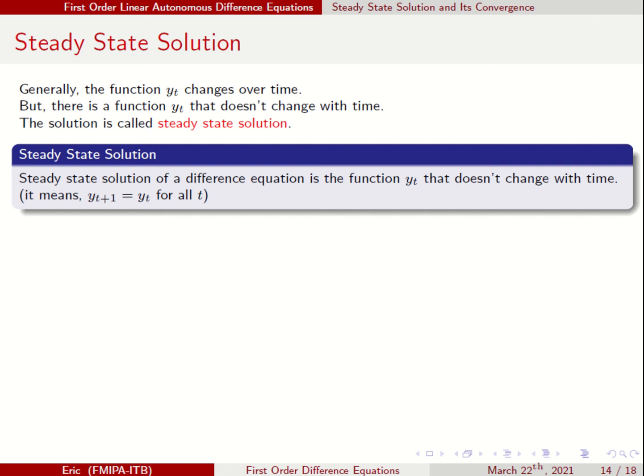Generally, the function yt changes over time, but there is a function yt that doesn't change with time. The solution is called the steady-state solution. The steady-state solution is defined as a function yt that doesn't change with time. It means yt+1 equals yt, and this applies for all t. So you have y0 equals y1 equals y2 equals y3 and so on.